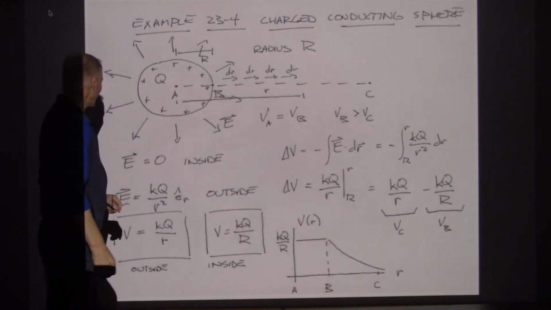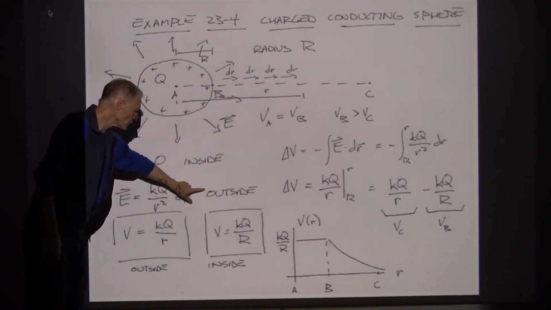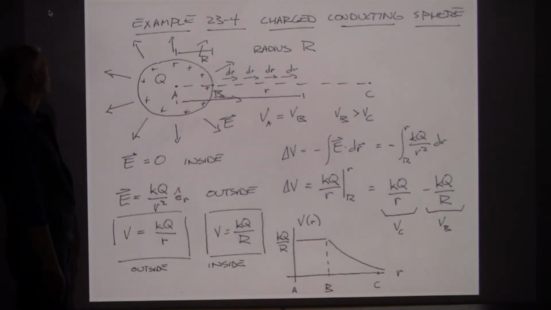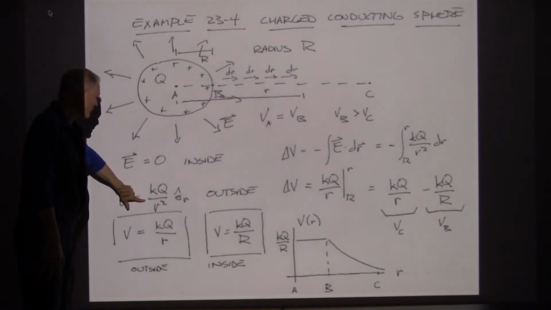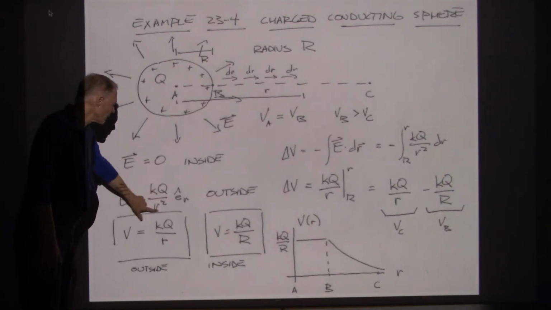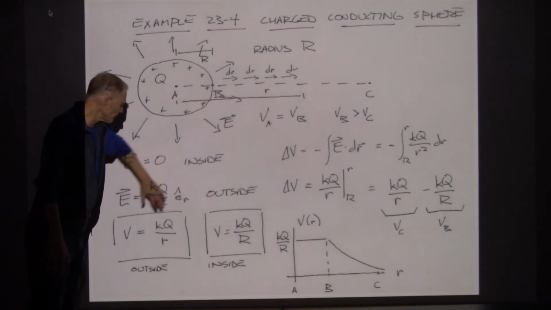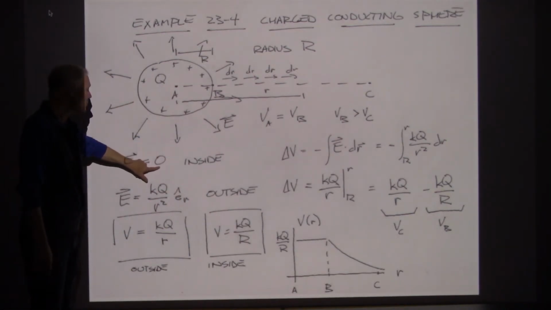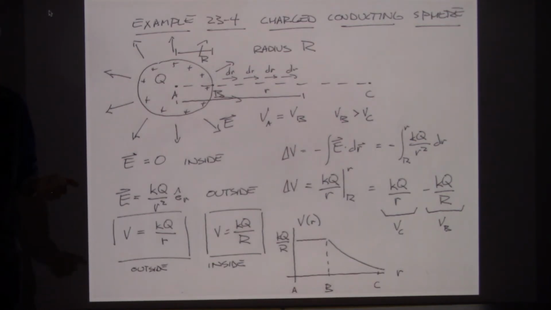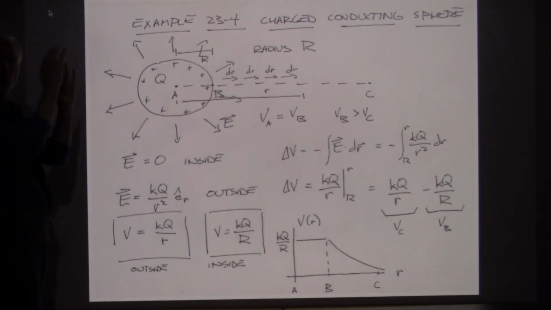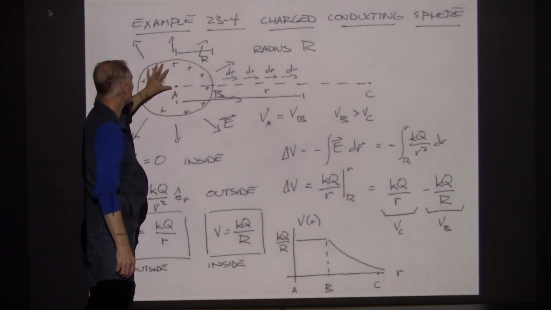The reason for that is if I'm outside the sphere, the electric field is given by kq over r squared. So that's telling us what the electric field looks like outside the sphere. If you remember from chapter 22, the electric field inside the sphere is zero. It exactly cancels out if all the charge is on the surface. And so the electric field in here everywhere is zero.